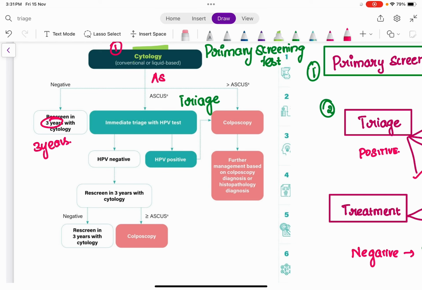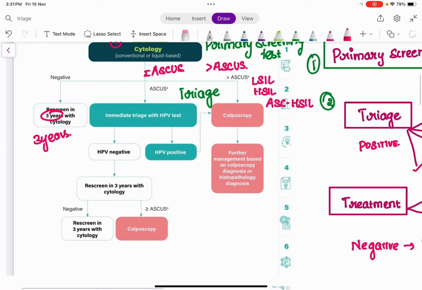If it comes out to be atypical squamous cells of unknown significance or something more than that. Which is more than atypical squamous cells of unknown significance? The low-grade squamous intraepithelial lesion, the high-grade squamous intraepithelial lesion, the atypical squamous cells where HSIL cannot be ruled out. So all these are more than the atypical squamous cells of unknown significance. If it is equal to atypical squamous cells of unknown significance, you follow the pap smear with the triage test of HPV, right? If the report of pap smear is only atypical squamous cells of unknown significance, you follow the pap smear with the triage test of HPV DNA test.